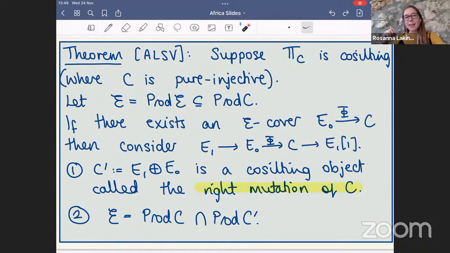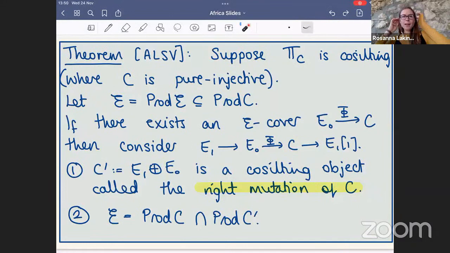Now if there exists a cover by this subset, so a cover is a minimal right approximation of C by E, then this cover will allow us to construct a new co-silting object. The way we do this is we complete the cover to a triangle in the derived category, and we take the direct sum of the terms E1 and E0. Our theorem says that this is a co-silting object, and we call this object a right mutation of C with respect to curly E. It also turns out that this curly E is the intersection of the prods of the two objects. The way you can think about this second part of the theorem is that the two co-silting objects agree on E, and they differ outside of E. This is somehow the spirit of it.